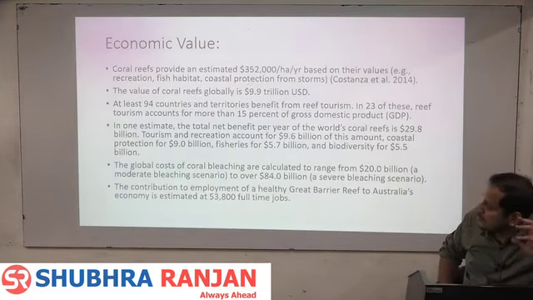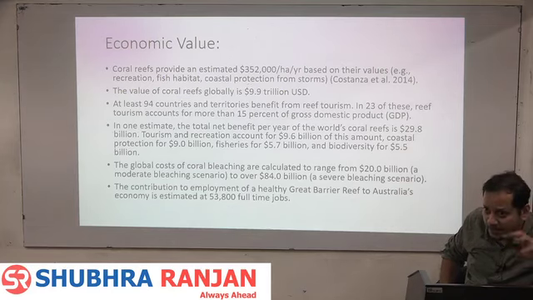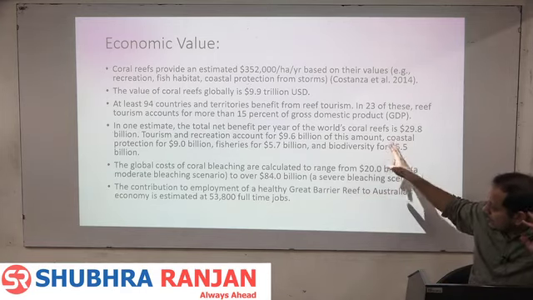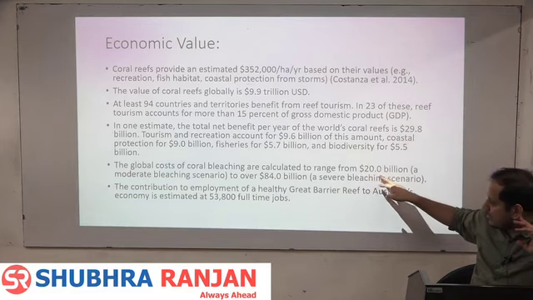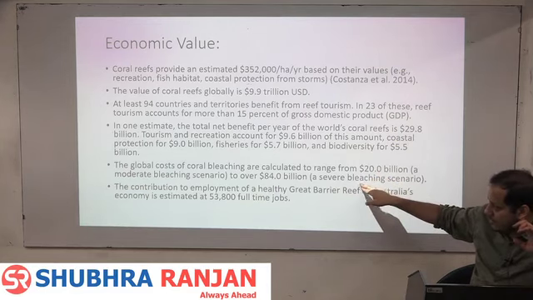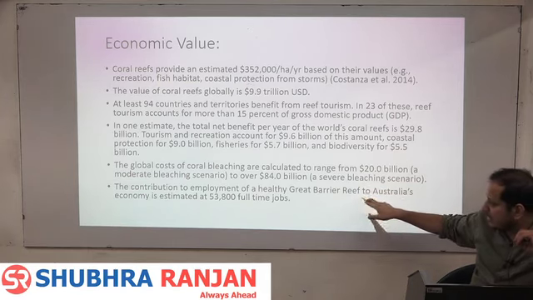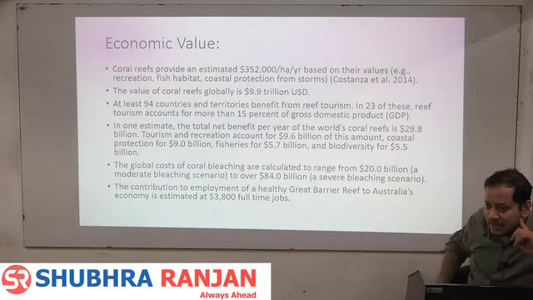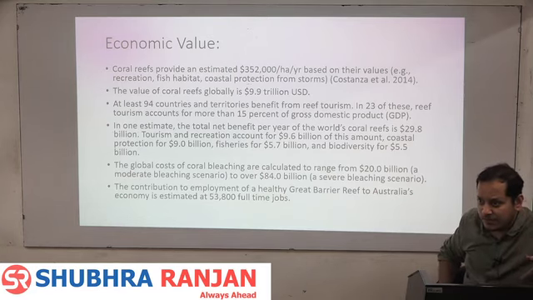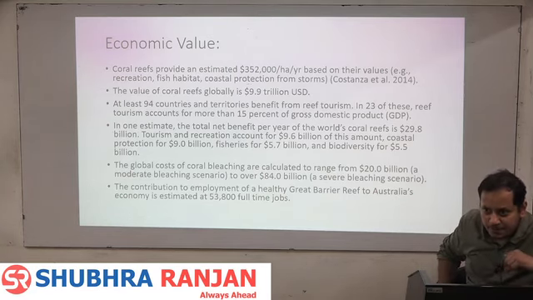And then the value of the coral reefs globally is $9.9 trillion US dollars. This was calculated in 97. After that the United Nations did not calculate. That time it was this. Right? The global cost of coral bleaching is calculated to range from $20 billion to $84 billion. Severe bleaching. The contribution of the healthy Great Barrier Reef to employment in Australia is estimated at 53,000 full-time jobs. You can also write 54,000.